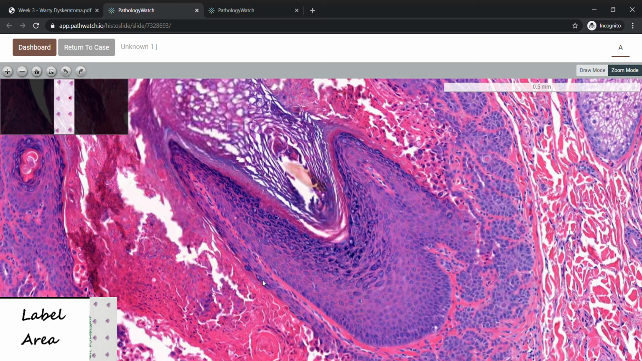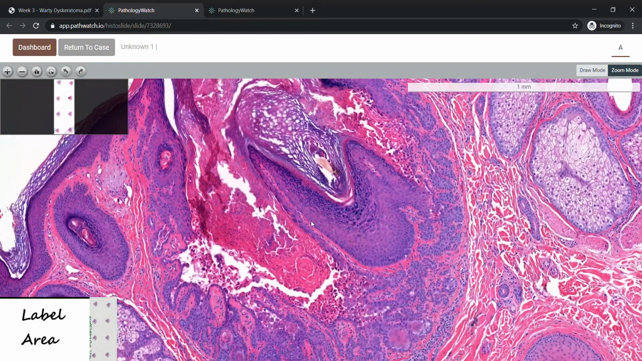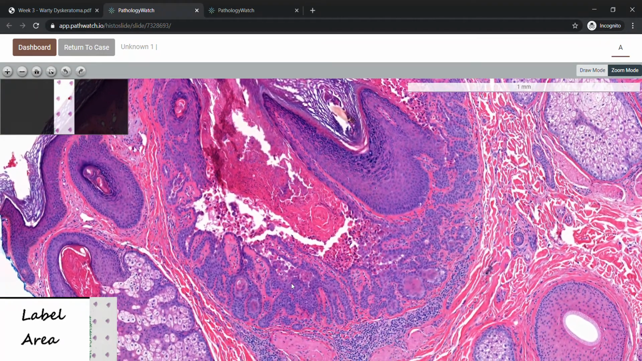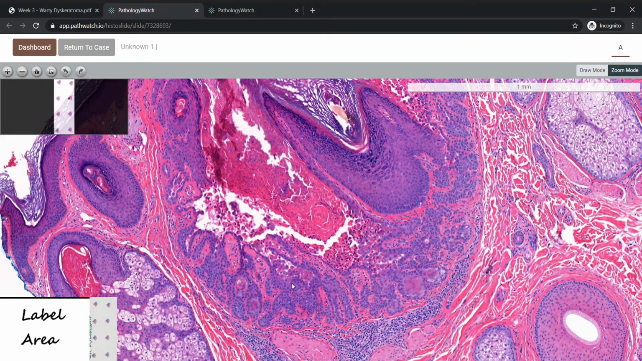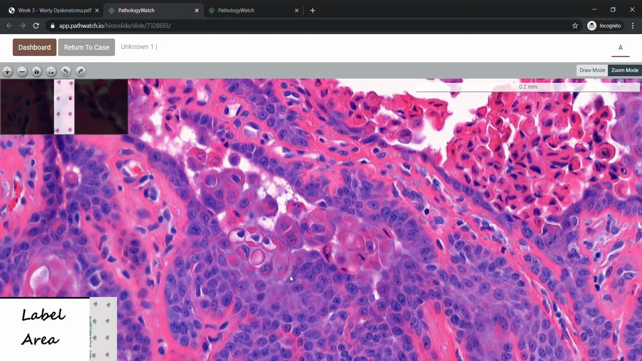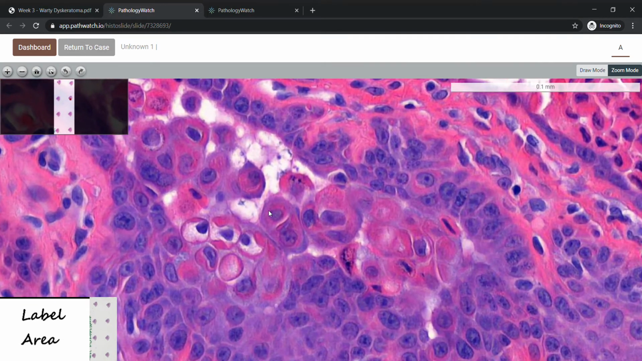The warty portion of a warty dyskeratoma is seen here with papillomatosis as well as hypergranulosis. Warty dyskeratomas are characterized by acantholytic dyskeratosis. Dyskeratosis means premature keratinization of keratinocytes characterized by dense eosinophilic cytoplasm, as seen here.